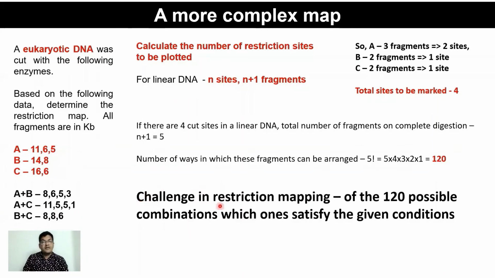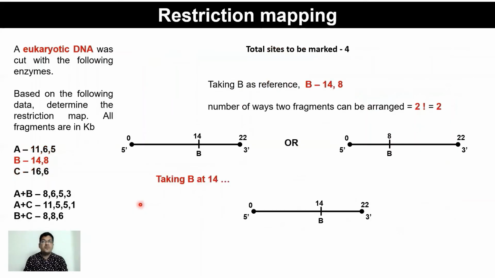So again, our challenge in restriction mapping here is that of the 120 possible combinations, which ones satisfy the given conditions here, right? So let's get started again. We have to mark 4 restriction sites here, and we already have the positions of B and C, so we can take that as reference and then start marking for A. So total sites to be marked are 4, taking B as reference.